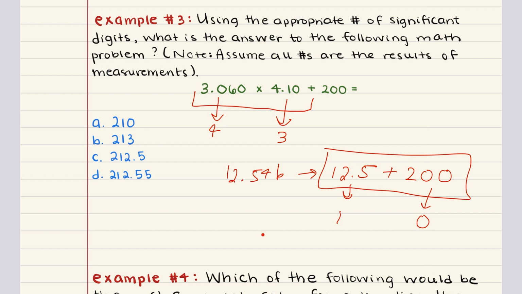When we add these up, we get 212.5. Again, our decimal places for our final answer needs to be 0. So we're going to go ahead and round this number to 213, and that's our final answer. So the correct answer for problem 3 is answer choice B.